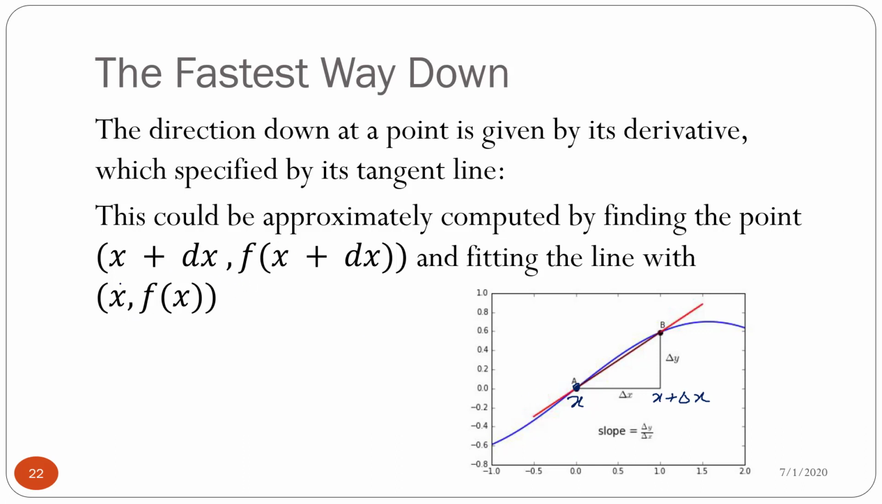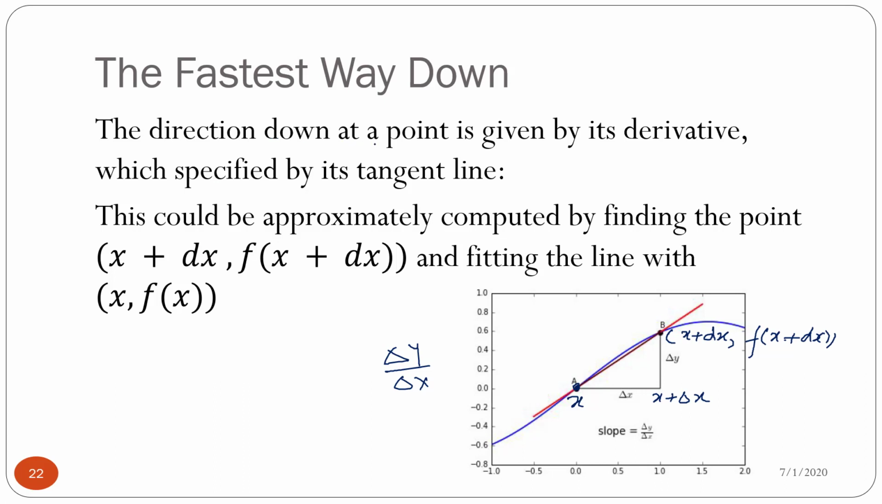So there are these two points. x plus delta x should be this one, and the point right here is x plus dx, f of x plus dx. The point is that if we already have x and f of x, we can find f of x plus dx, and using that we can find the slope. Slope would be delta of y divided by delta of x. And from that direction we will move.